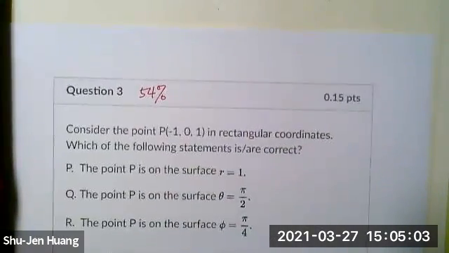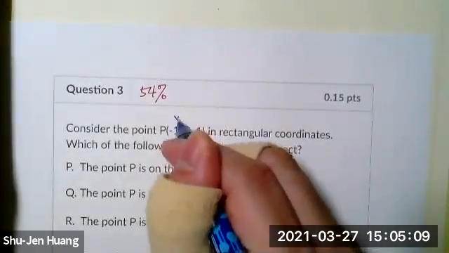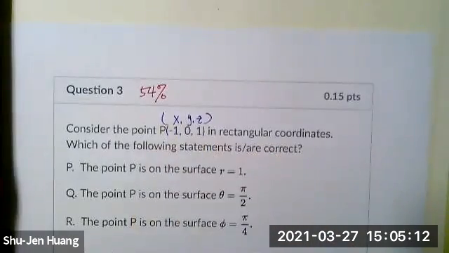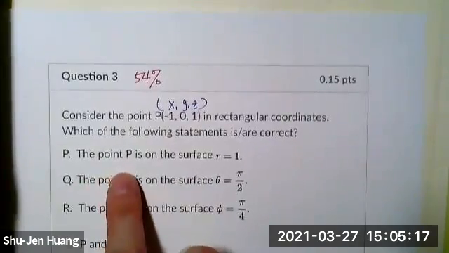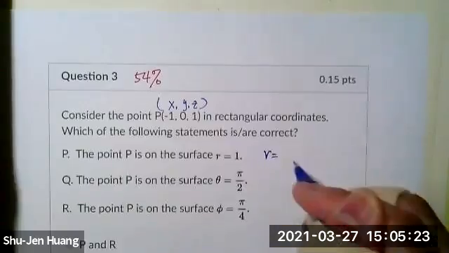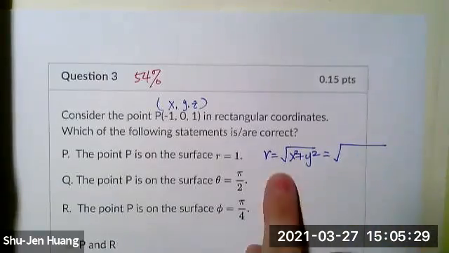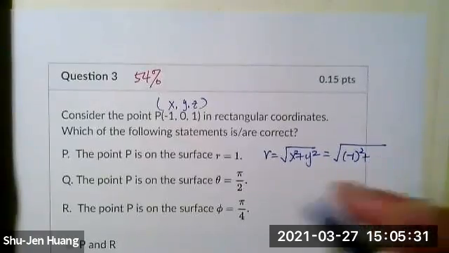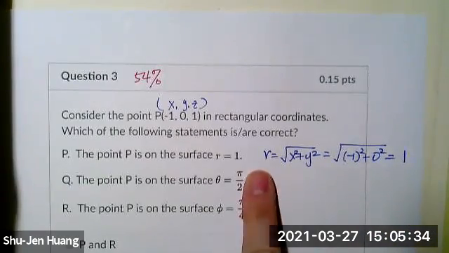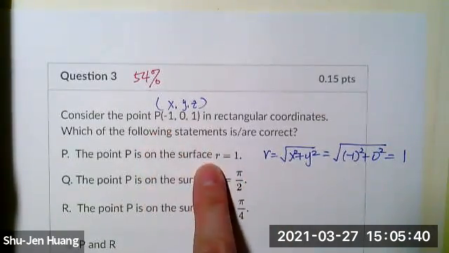Let's move on. The next one gives us the point P in rectangular coordinates. So this is x, y, z here, okay? And which of the following is correct? First, it says the point P is on the surface r equal to 1. So if you remember, r is the square root of x squared plus y squared. So let's plug in the x and the y value. x equals -1 and y equals 0. So yes, we do get r equal to 1 here. So the point P is on the cylinder r equal to 1.